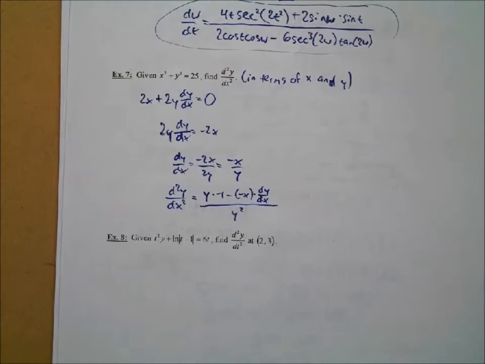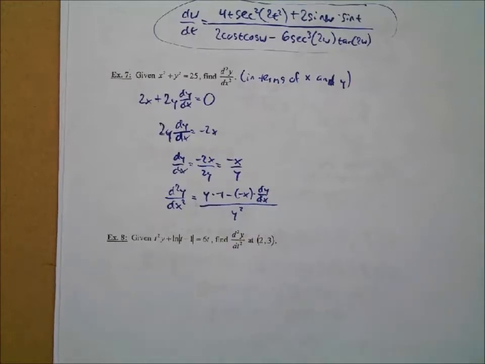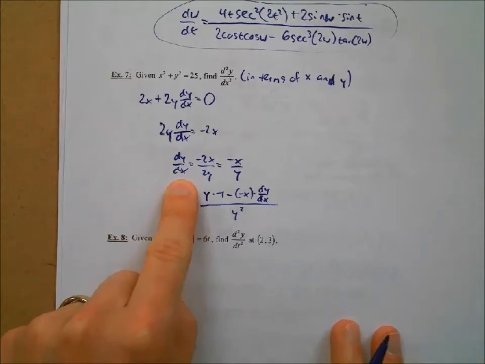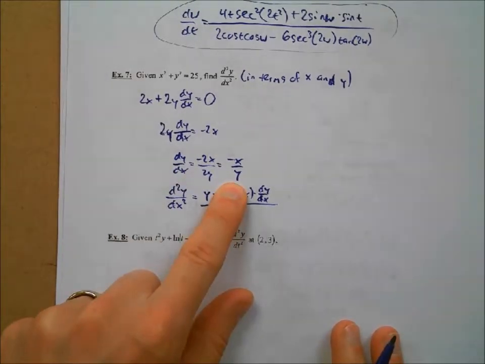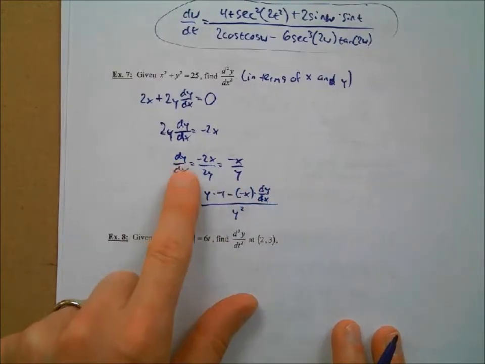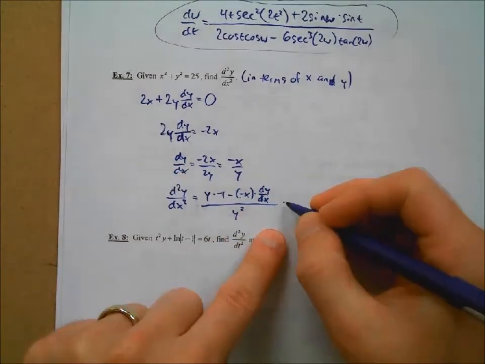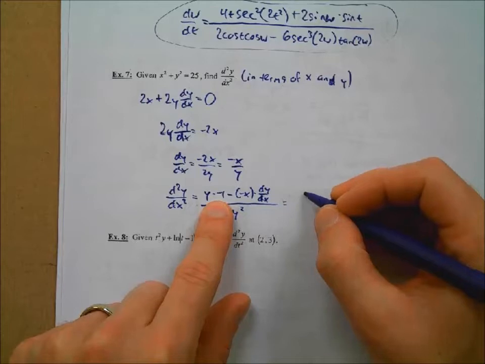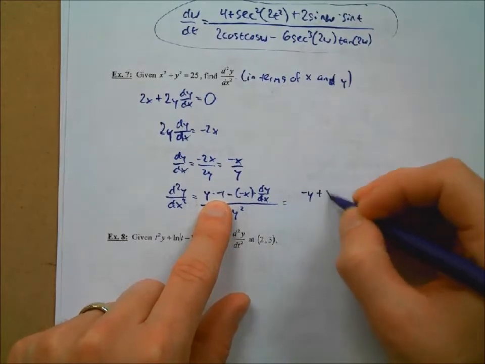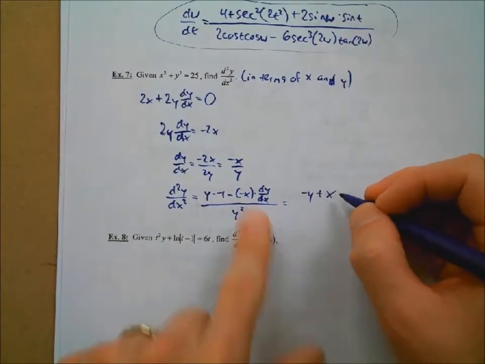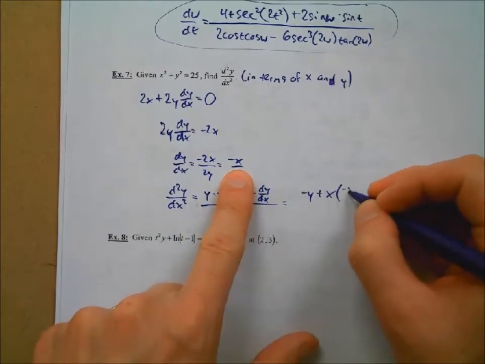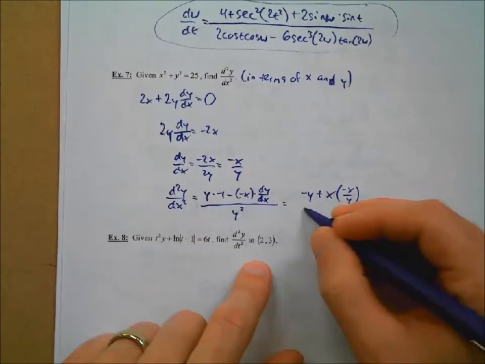So how can we rewrite this in terms of just y and x? How can we get rid of this dy dx? Well, what do we already know dy dx is equal to? Dy dx is negative x over y. This dy dx is this dy dx in this problem. And so I'll go ahead and make that negative y here, minus negative x, and then instead of writing dy dx, we can just write negative x over y, all over y squared.